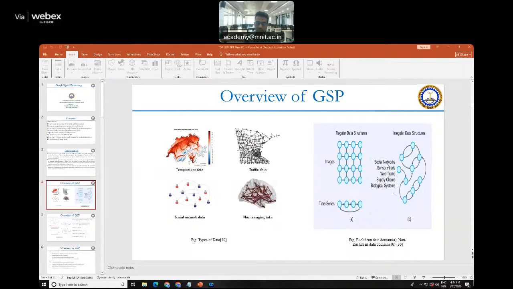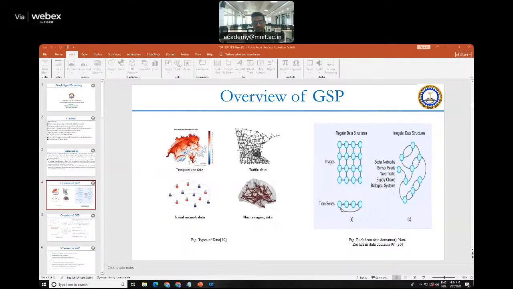So where are you able to find irregular data structures? You are able to find irregular data structures in the social network. Some person is able to connect with 5% of his college, 5% of his home district. So this way, there is no regular thing. Sensors, web traffic, supply chain, because it depends upon the instant situation.